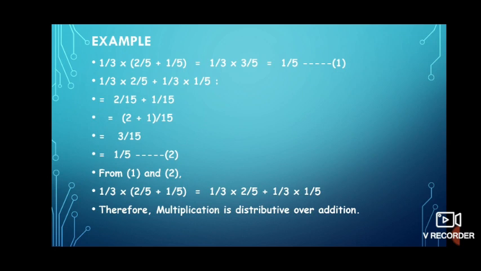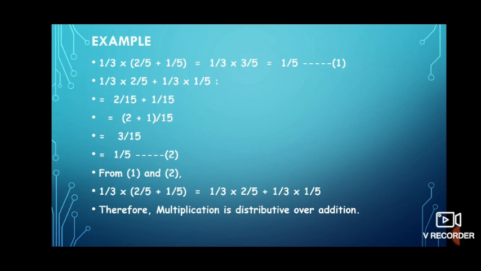Okay, next children, come for 1 by 3 means left hand. I did the left hand side. Now I am going to do the right hand side: 1 by 3 into 2 by 5 plus 1 by 3 into 1 by 5. If we multiply 1 by 3 into 2 by 5 we will get 2 by 15, and 1 by 15. If we add them together, 2 plus 1 in the numerator, we will get 3 by 15, that is nothing but 1 by 5.